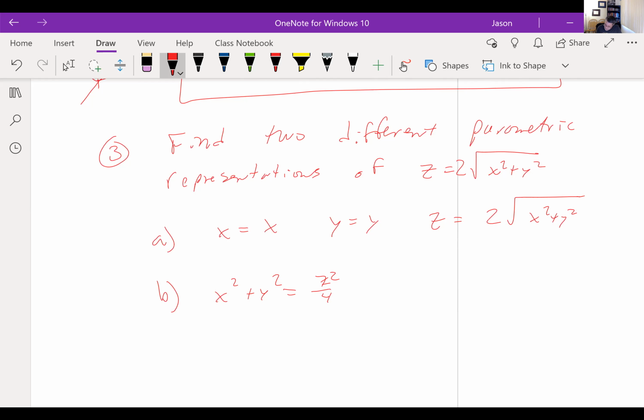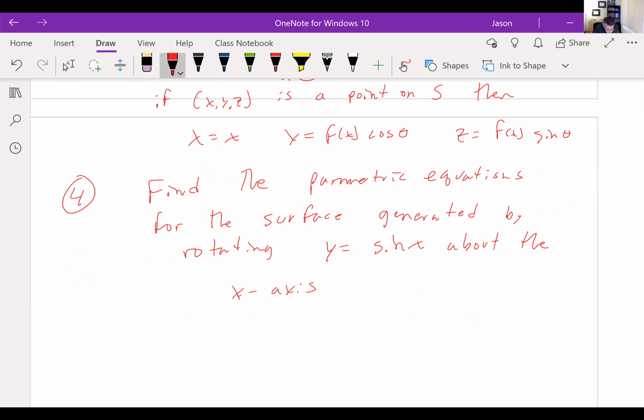Okay, so number 4. Find the parametric equations for the surface generated by rotating y equals sine x about the x-axis. Okay, find the parametric equations that are going to generate that.